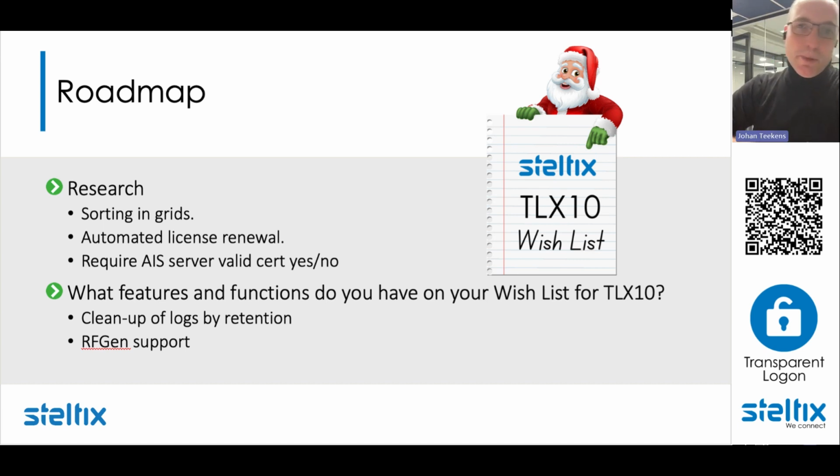So one of the things is maybe do more advanced sorting in the grids, automated license renewal. That would be very cool. That just connects to some kind of server and fetches the new licenses, so you don't have to worry about that anymore. And we also have some questions from customers that have AIS servers with a demo SSL certificate in them. It would be cool if we could connect to that as well.